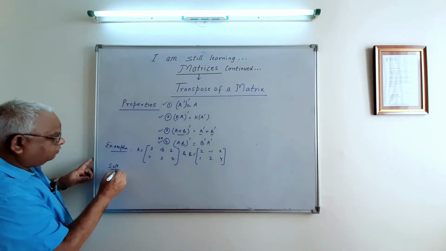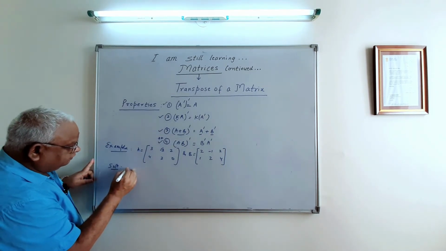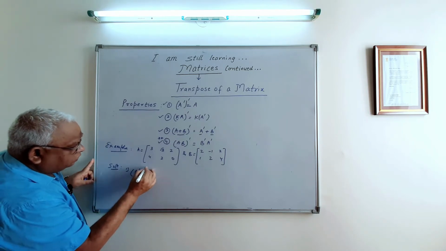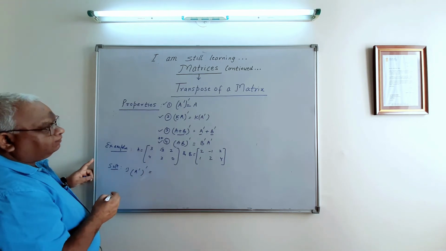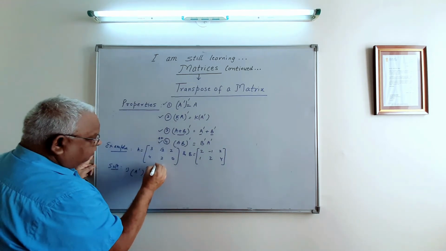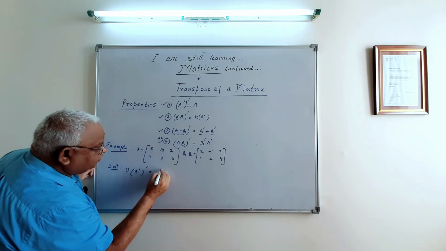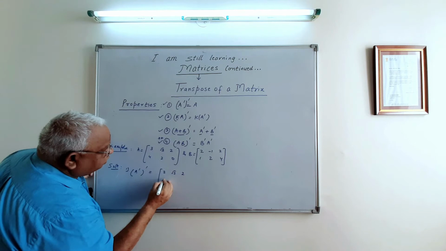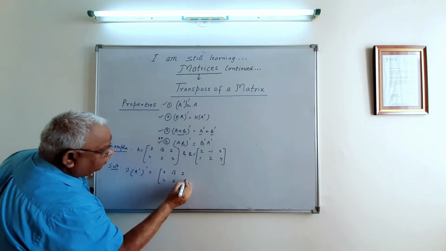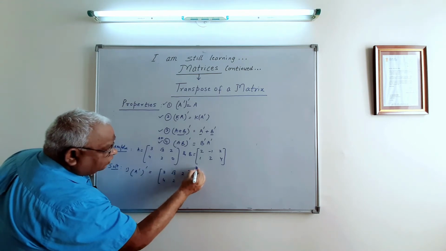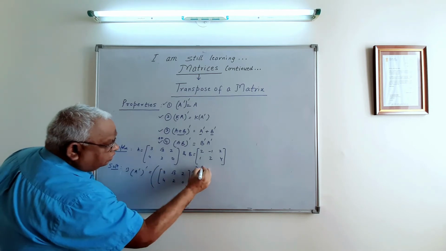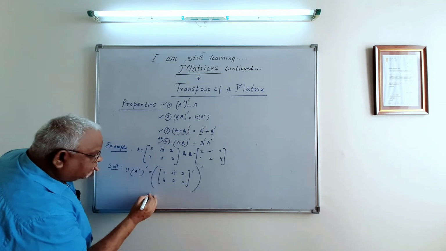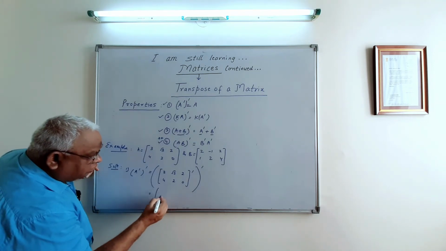The first one is (A transpose) transpose. So what is this? This is the matrix [3, root 3, 2; 4, 2, 0], transposed, and then again transposed. So first let us solve inside. What do you get? This is 2 cross 3.